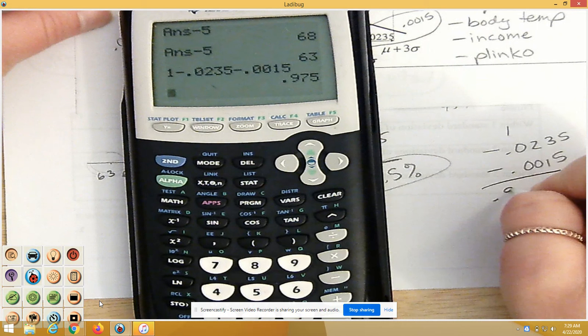And I hope this helps you understand the empirical rule. It is a major concept for statistics. Remember, 1 standard deviation is 68% above and below the mean. 95% is 2 standard deviations above and below the mean. And then 99.7% is 3 standard deviations above and below the mean.